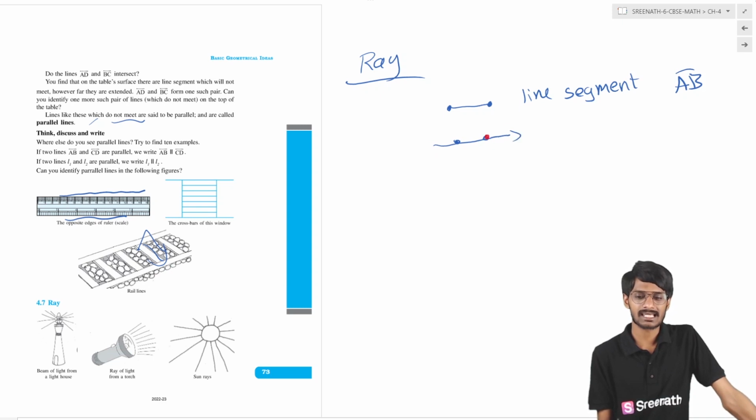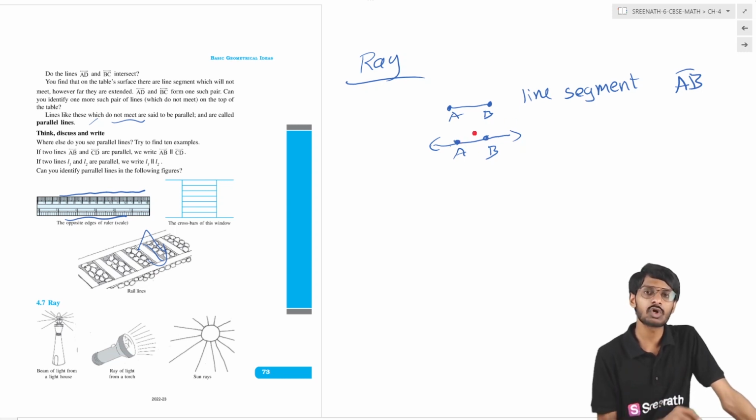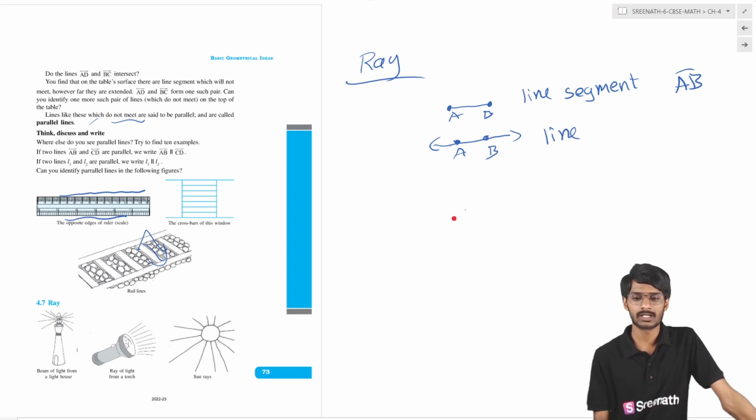If a line segment is extended between these two points A and B, so if it has no endpoints, no ending points, if it is passing through two points and extending beyond those points, we call it a line. It does not have any endpoints. So we represent it with AB bar.